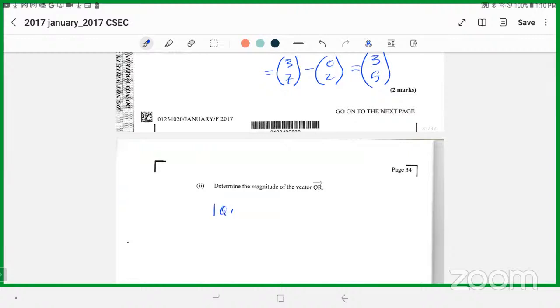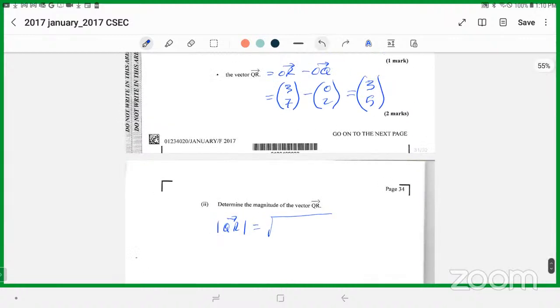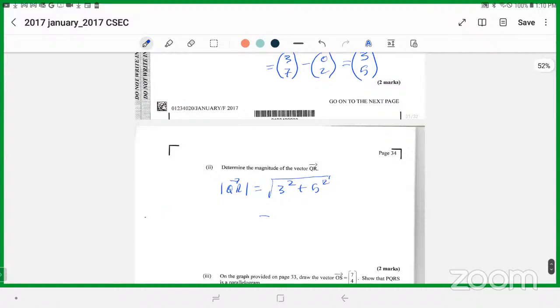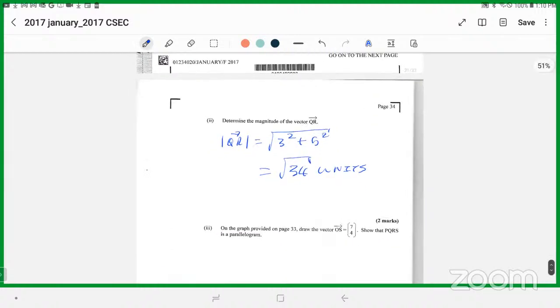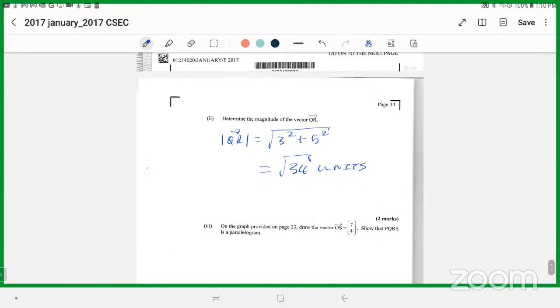The modulus of QR equals the square root of this value squared plus this value squared. This is 25 and 9. 25 and 9 is what, 34? This becomes square root of 34 units. That's it. I don't have to work this out fully. I can leave it like that, because it's not a perfect square number. That's the magnitude or modulus of QR.